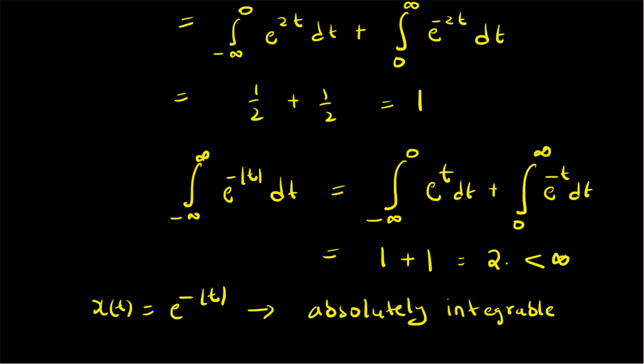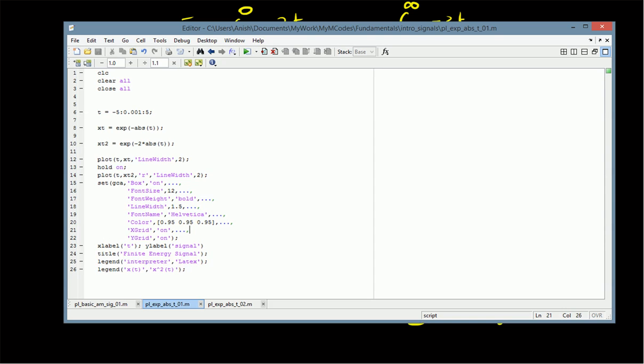Now the question is, what if we cannot evaluate these integrals? How do we know whether the signal is of finite energy or not? For that purpose, we can resort to plotting the signal. For example, given this signal x of t equal to e power minus mod t, we can just plot the signal and the square of the signal and look at the shape of their signals.